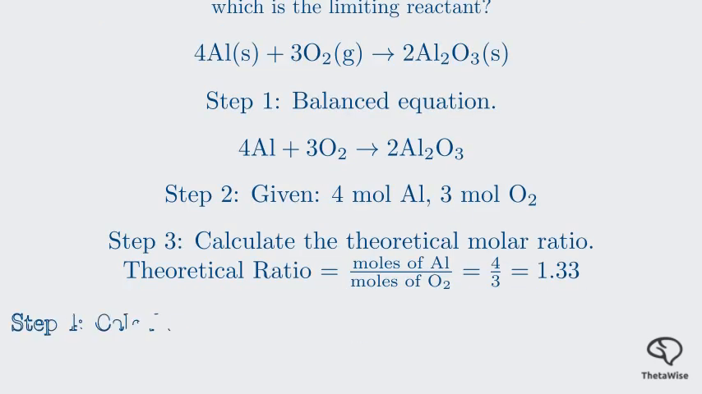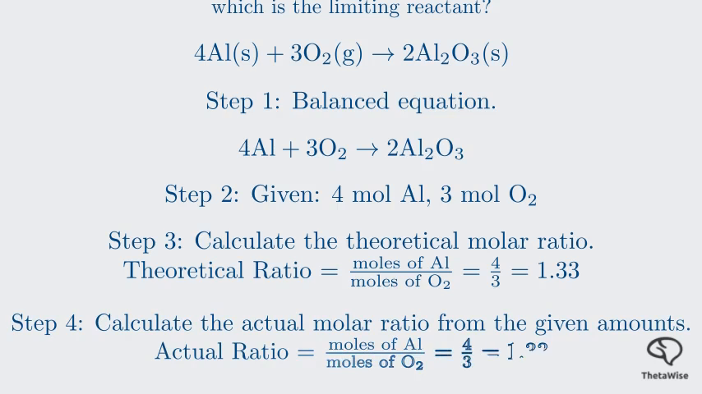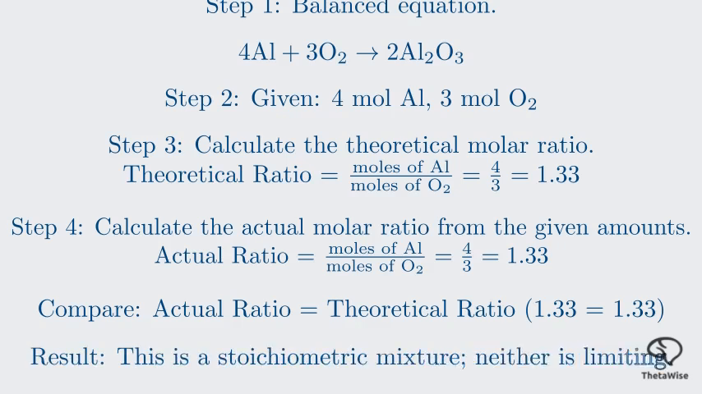Step 4. Let's calculate the actual molar ratio of what we have. We have 4 moles of aluminum and 3 moles of oxygen, so the actual ratio is also 4/3, or 1.33. We compare the actual ratio to the theoretical ratio. What do you see? They are the same. Since the actual ratio equals the theoretical ratio, this is another stoichiometric mixture. We have the reactants in the perfect amounts. Neither is limiting. The molar ratio comparison is a fast way to check this.